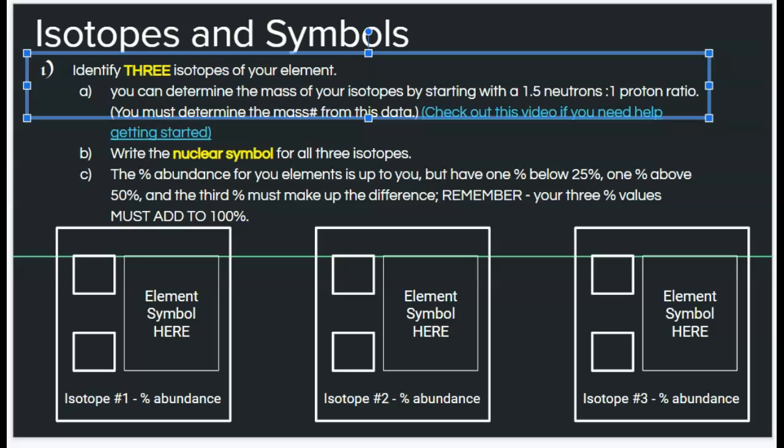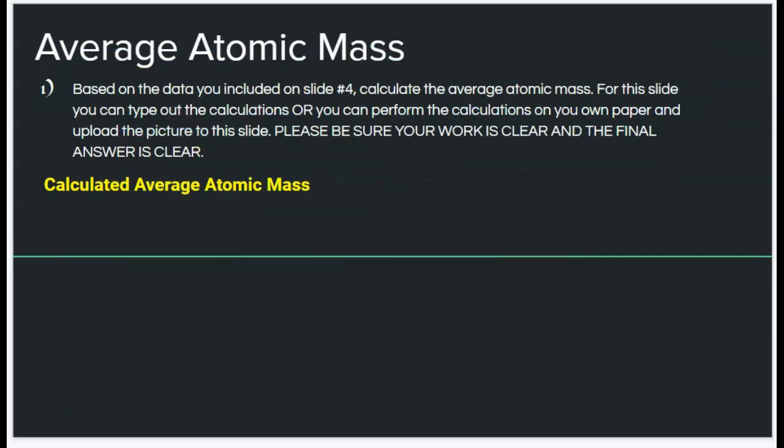Then you're finished with that slide. On this slide, now you're going to calculate the average atomic mass. We did practice problems, and you had a practice quiz doing the average atomic mass, where you take the mass number times the percent abundance and you add them. So that's what you're going to come up with on this slide.